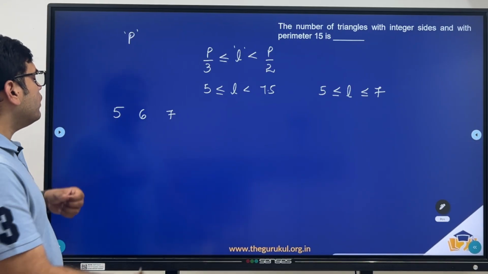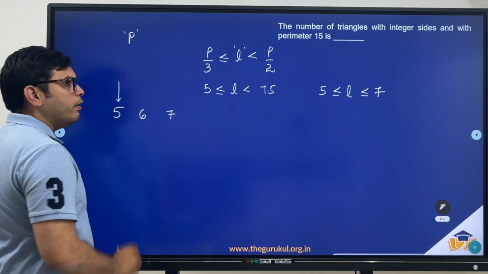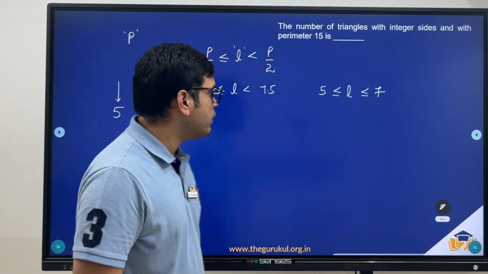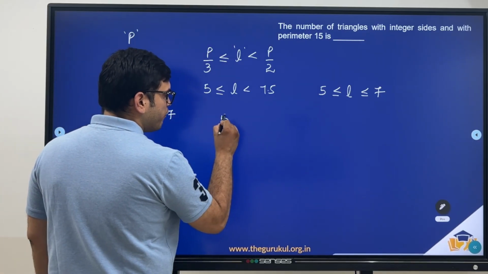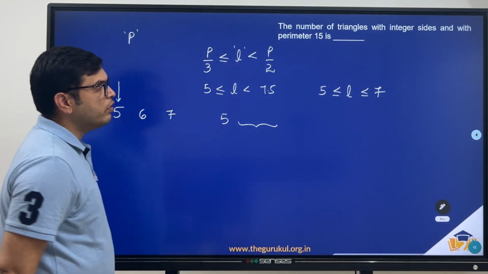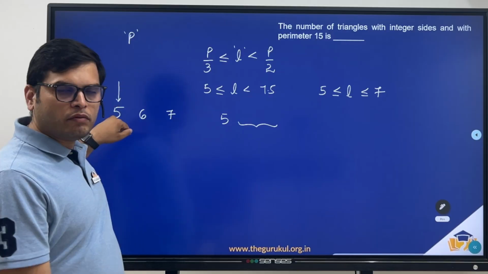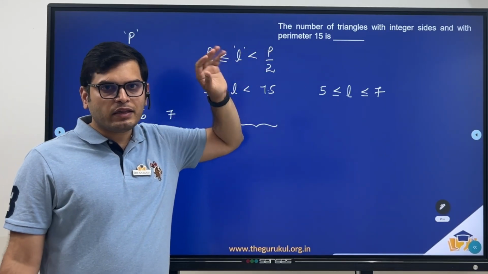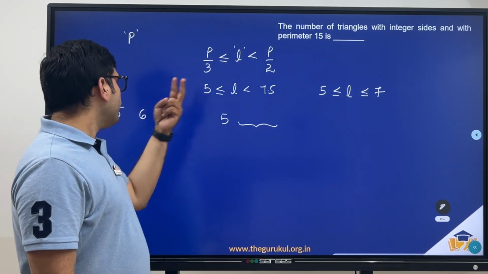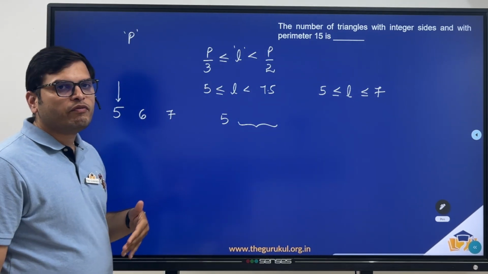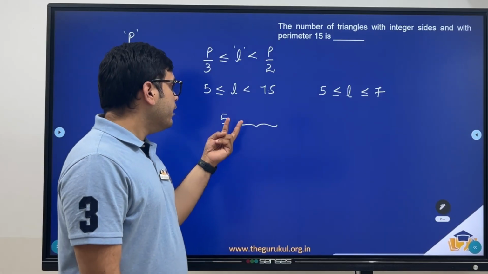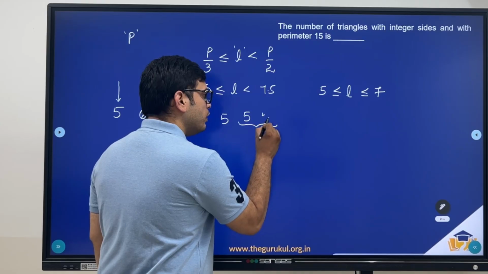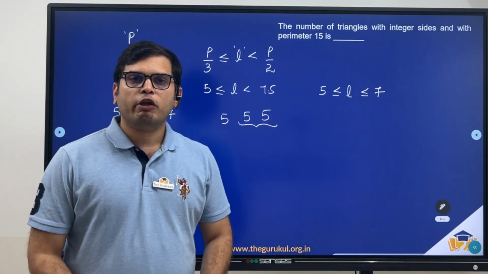Now, let the length of the longest side be 5. If the length of the longest side is 5, no other side can be greater than 5 units, right? So the sum of the other two sides should be 15 minus 5, 10, because the perimeter is given to be 15. The sum of the three sides is nothing but the perimeter. So, out of 15, if one side is 5 units, the sum of the other two sides should be 10, and none of them should be greater than 5. So one possibility is an equilateral triangle.